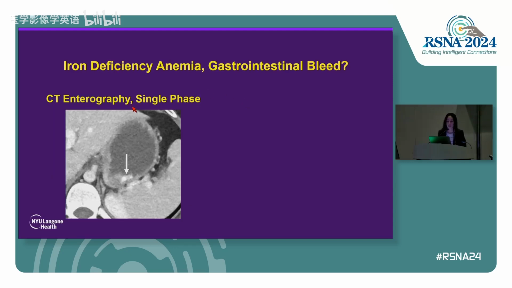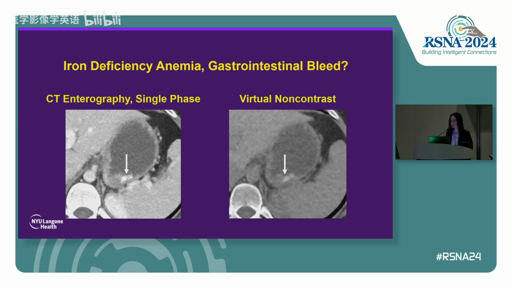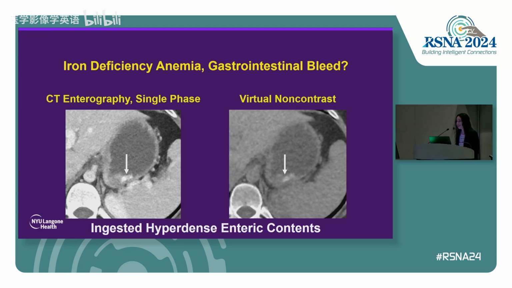So here's another example. A patient with iron deficiency anemia had a single-phase CT enterography, and you can see that there's layering hyperdense enteric contents. So is this a GI bleed? Well, fortunately, it's on our dual energy scanner, and you can see those hyperdense foci persist. And this is not a bleed, it's hyperdense enteric contents. So something that I like is that these virtual non-contrast images, they're the same acquisition. So it's a lot easier, particularly for looking at bowel, whereas with a true non-contrast, things will move between the images.